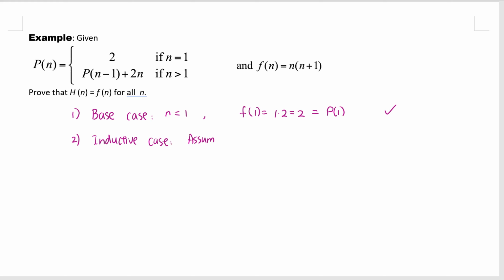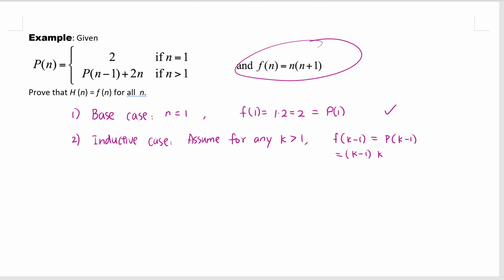Assume for any k greater than 1, f of k minus 1 equals p of k minus 1. Well, what is f of k minus 1? That's k minus 1 times k, right? We plug in n equals k minus 1 into this formula, and we get that.